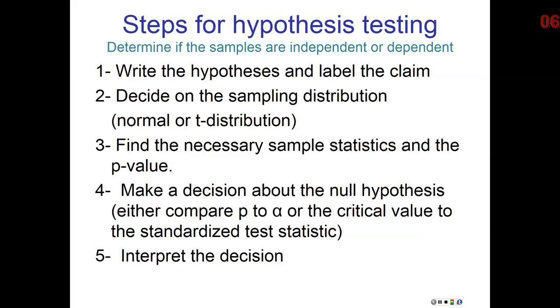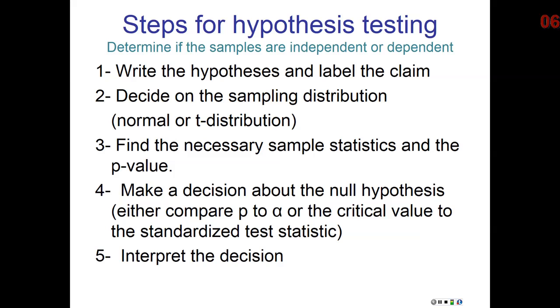Now, these procedures are basically the same as the last ones, okay? The only difference now is that instead of having one group, you have 2 groups. But you're still going to have a hypothesis. You're going to have a claim. You're going to write a null and alternative hypothesis. But this time, the way it's going to look is this.